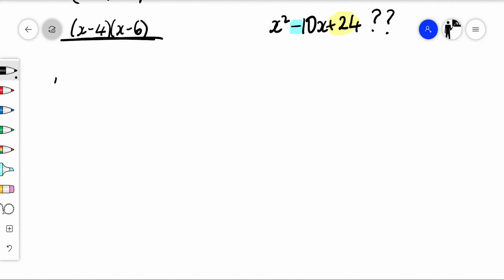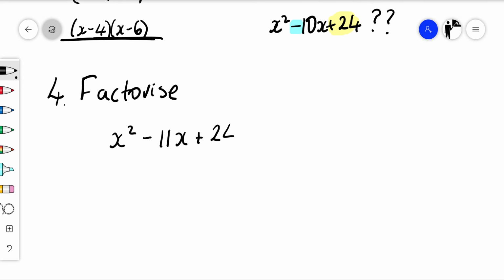So I think this is example 4. We'll do two examples. We want to factorise x squared minus 11x plus 24. So step 1, is there a common factor? No. Do I have something squared take away something squared? No. So I'm going to have a trinomial with my double brackets. I'm going to have an x with an x.